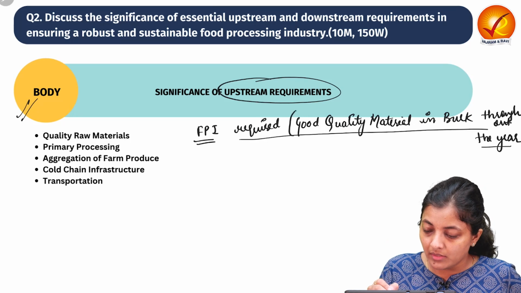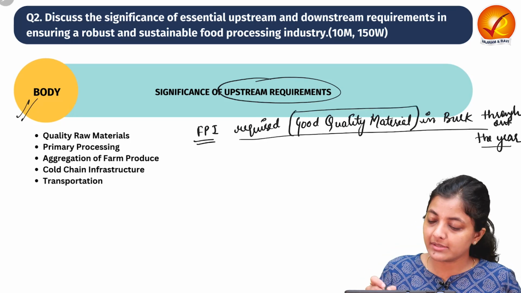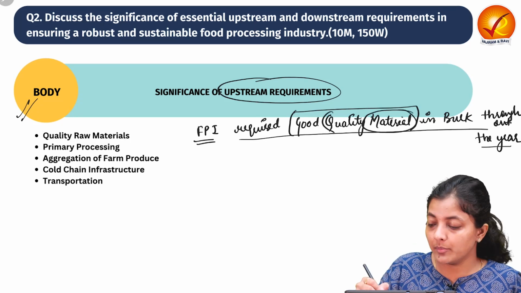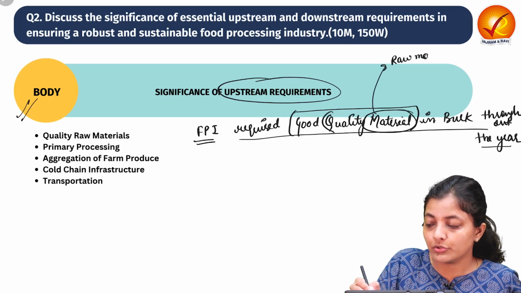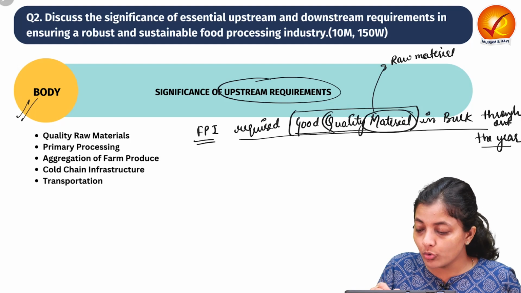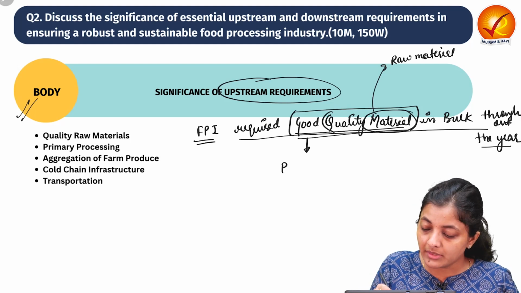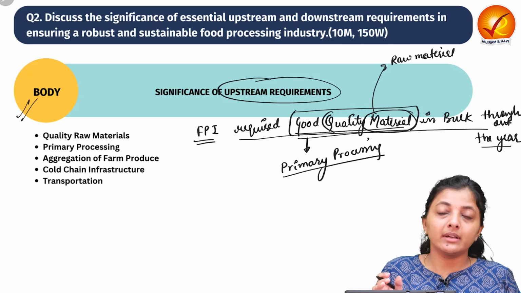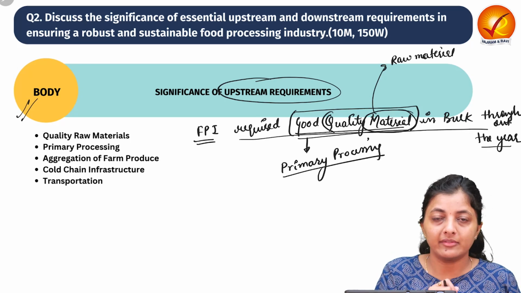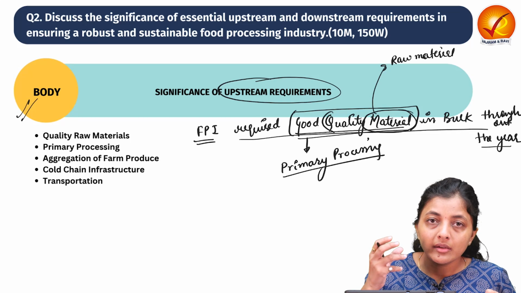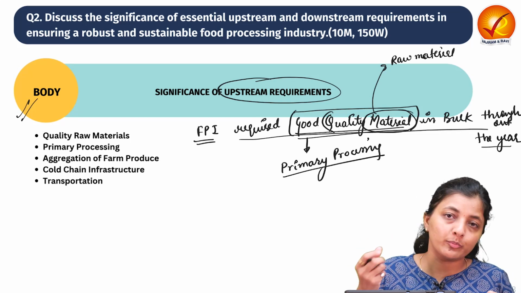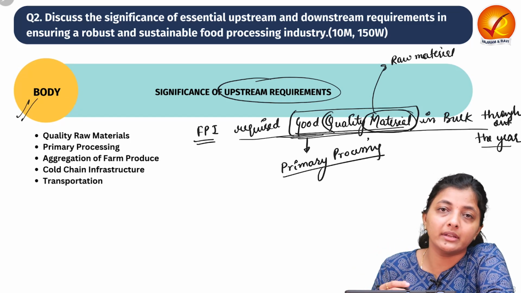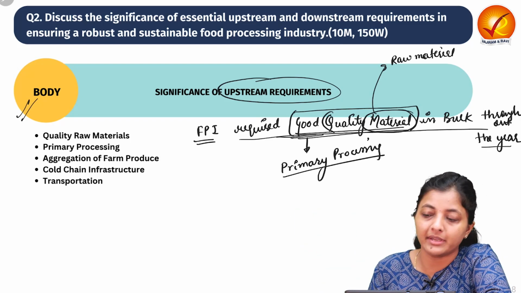Let's see. Food processing industries need good quality material. How? First, it requires some material, which means the raw material. So the raw material is the upstream requirement, and for good quality raw material, the primary processing should be done at the village level or the farm level itself, like the grading, sorting or cleaning of the food grains, vegetables and other food products, so that good quality material is available for procurement by the FPI.